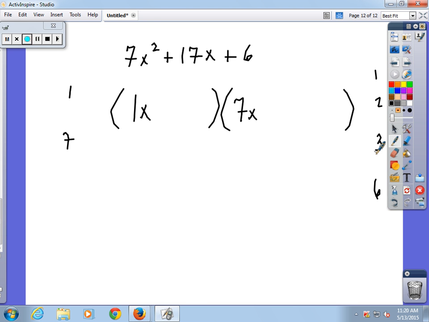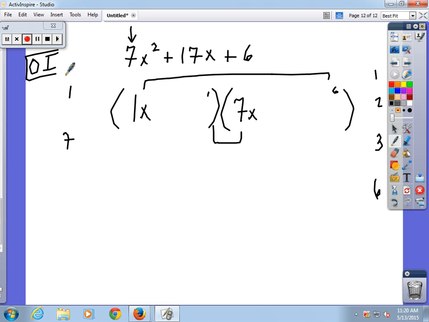Now, what you have to do is put a 1 and a 6 right here, a 1 and a 6 right here, and do your outside and inside. Because what will 1 times 6 always give you? What will 2 times 3 always give you? So the trick to doing these problems with A not equal to 1 is to find the what? The outside and inside. That's the trick. You don't have to worry about the last because the last will take care of itself.